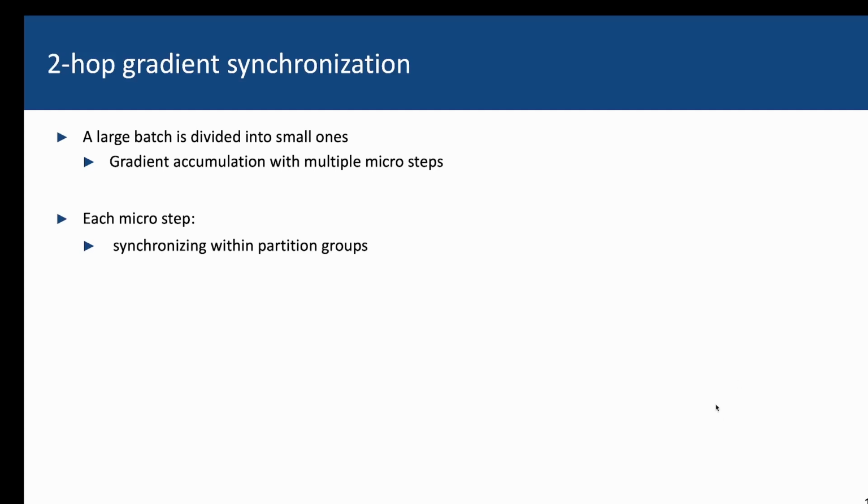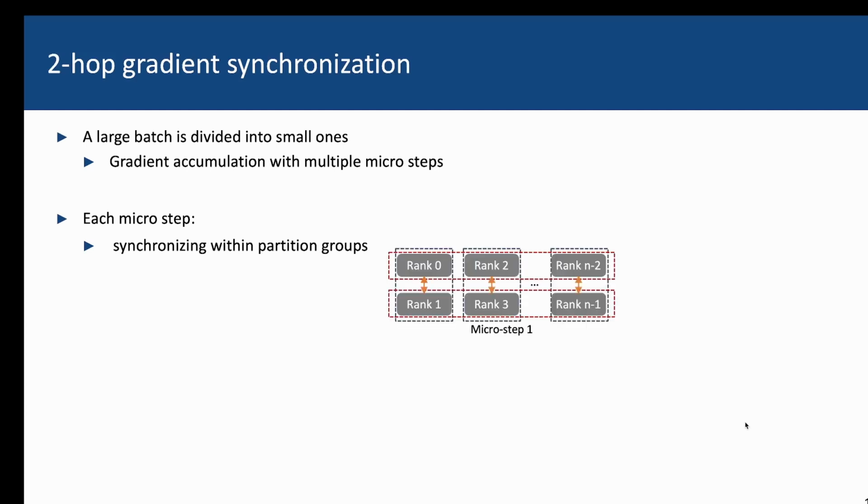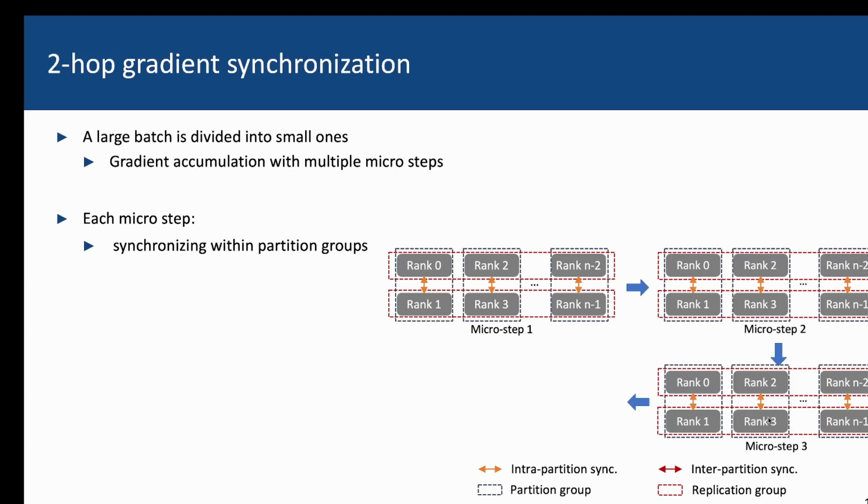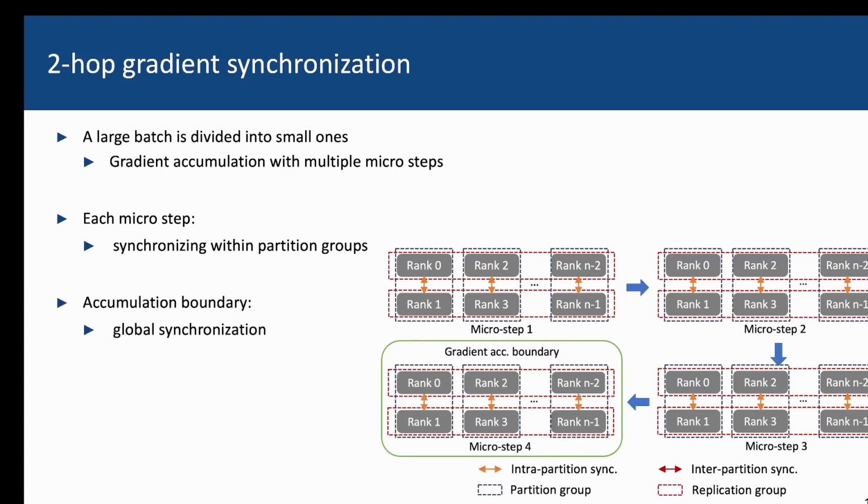And for each macro step, we synchronize the gradients within each partition group, shown in the figure. The reason to have gradient synchronization for each macro step is to release memory space for gradients. We proceed with the macro steps until the last macro batch, where we reach the gradient accumulation boundary.